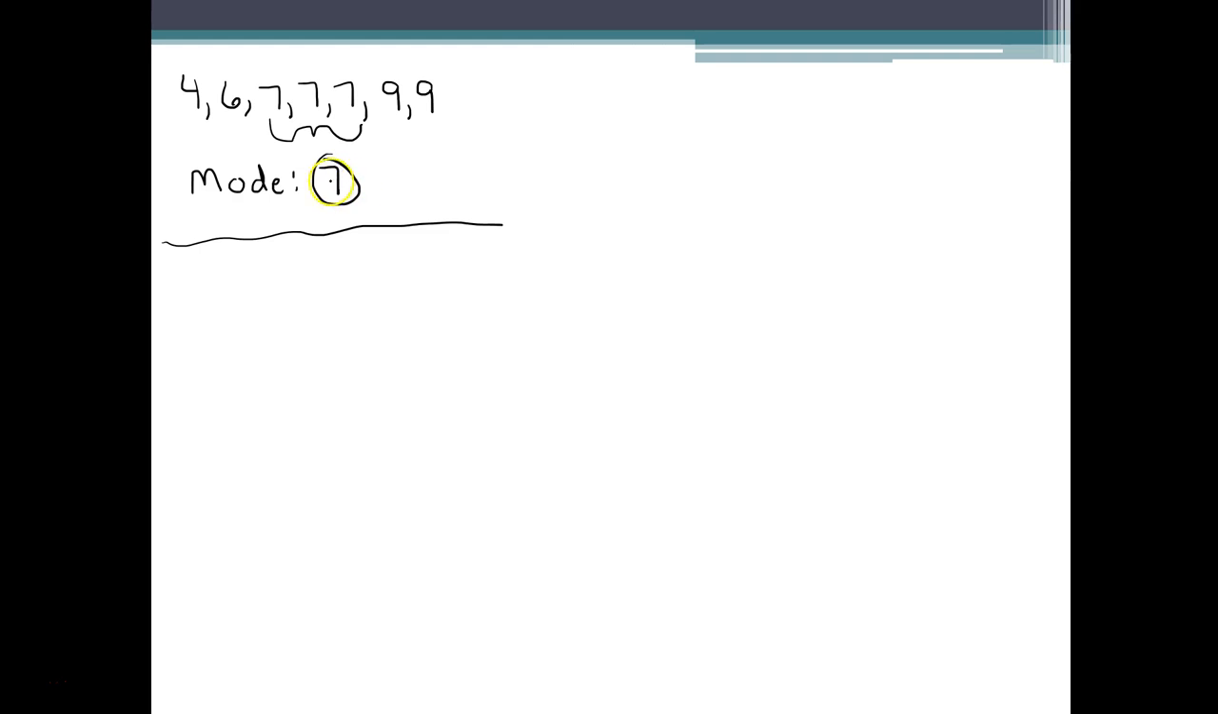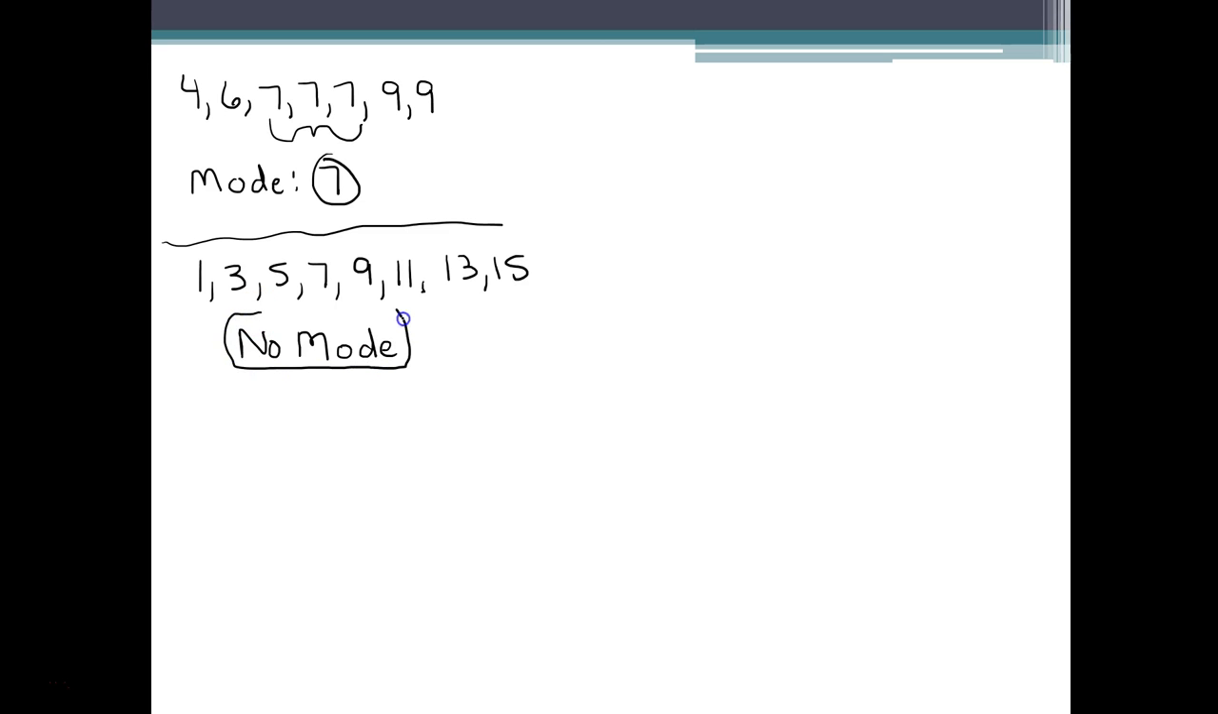Okay, next set of data, we had 1, 3, 5, 7, 9, 11, 13, 15. I should have just pre-written this and it would save me some time. Every single number in this set of data only appears one time. The frequency of each of these pieces of data is 1. So this set of data has no mode. There's no number that stands out with the highest frequency. If your entire set of data has equal frequencies, then there's no mode.